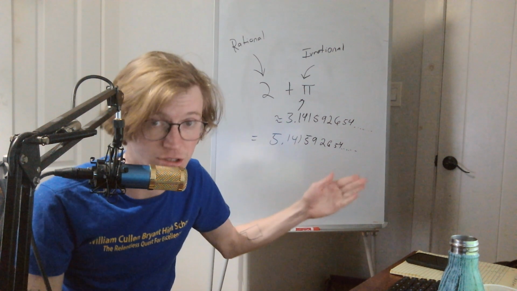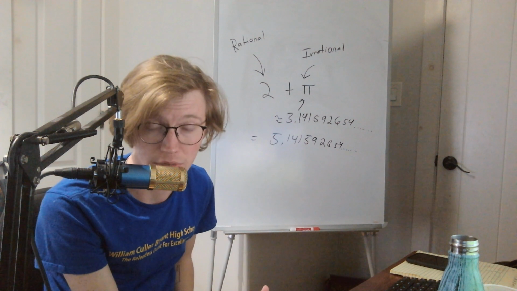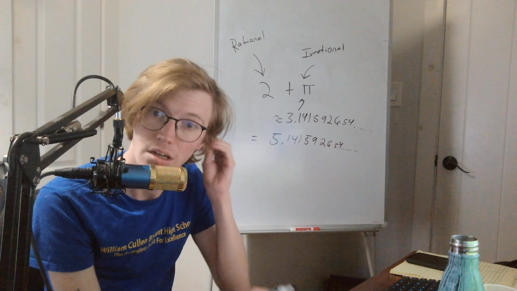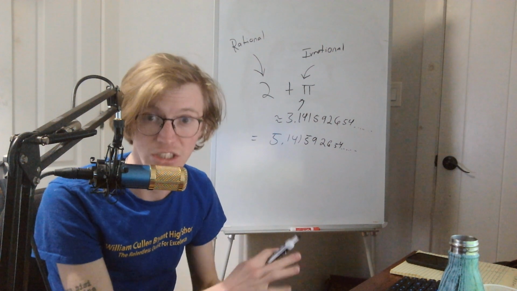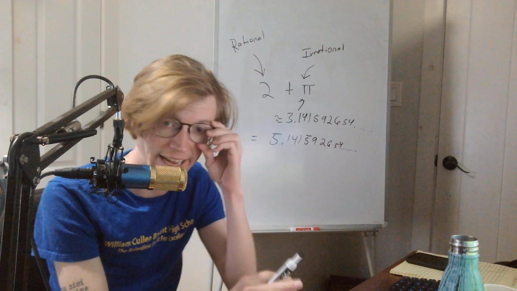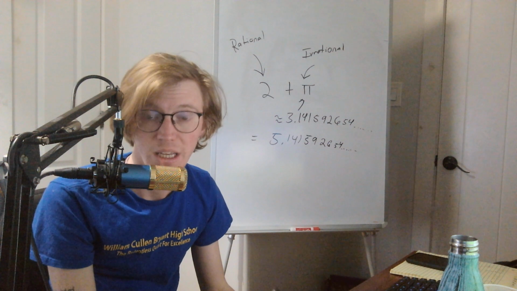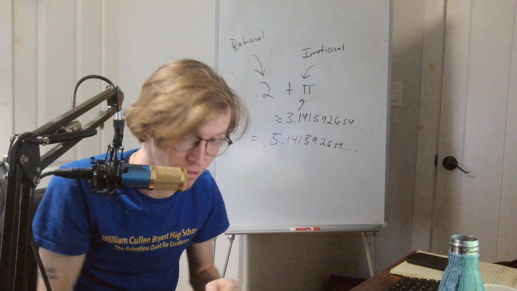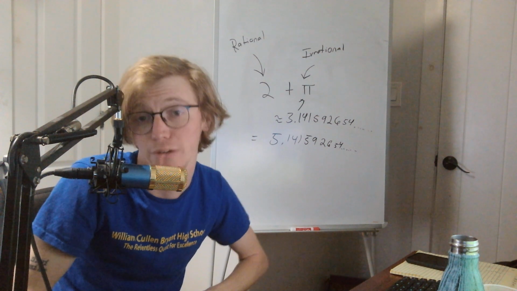So a rational number plus an irrational number is an irrational number, always. That is the case forever, always. Case closed. Let me know if you have any questions. This applies to square roots as well.